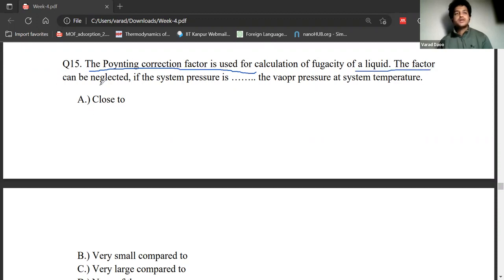The factor can be neglected if the system pressure is very dash the vapor pressure of the system. Should it be very close to? Should it be very small compared to? Should it be very large compared to? Or should it be none of the above?